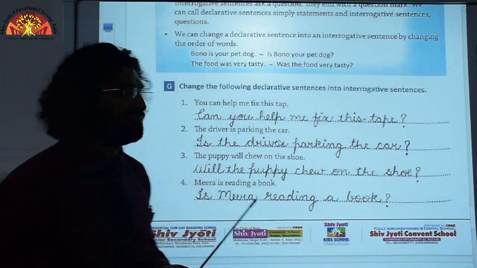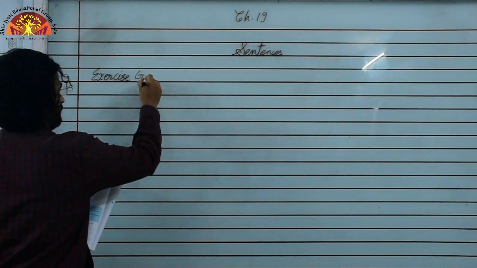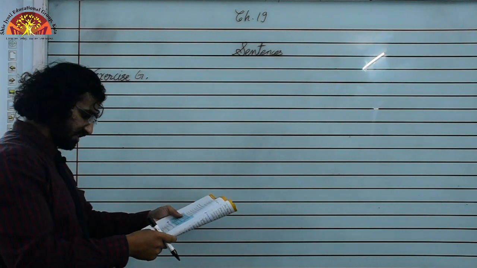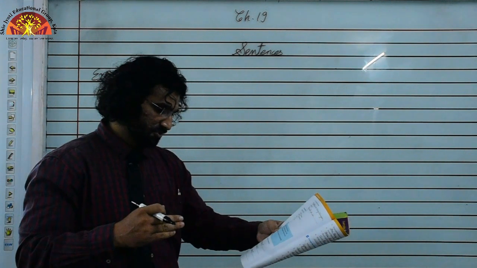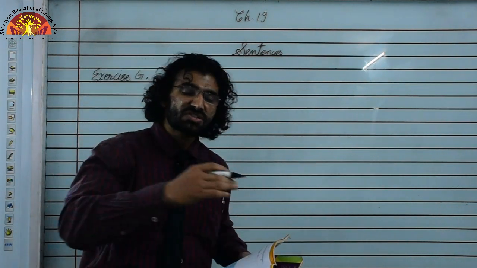Exercise G. We are going to go on the whiteboard again. Exercise G. Change the following declarative sentences into interrogative sentences. So we have some declarative sentences here, and we have to convert those sentences into interrogative sentences. All right, so we have statements here. We are going to make them questions.